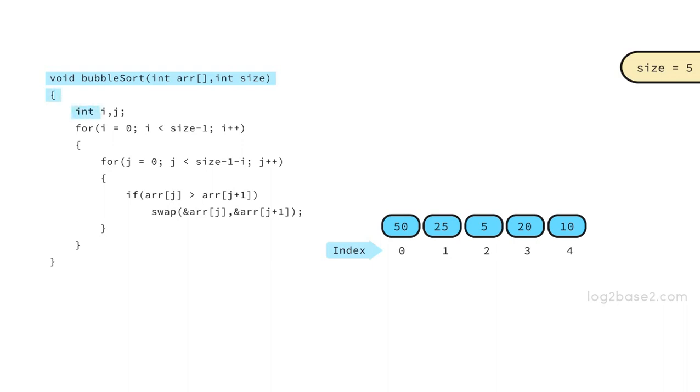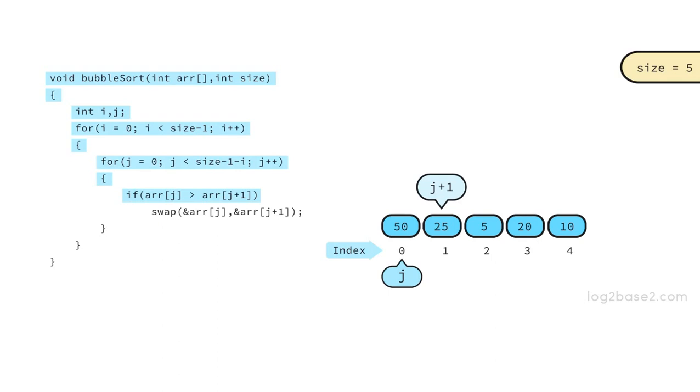So first, we declare i and j. And we have the outer for loop and in first iteration, i is equal to 0. And for the inner loop, in first iteration, j is equal to 0. And we have if arr[j] greater than arr[j+1]. That is, we are comparing two adjacent elements. And if the first one is larger than the second, it is not in the right order. So we have to swap. That is, if this condition is true, the first one is larger than the second one. So swap arr[j] and arr[j+1].